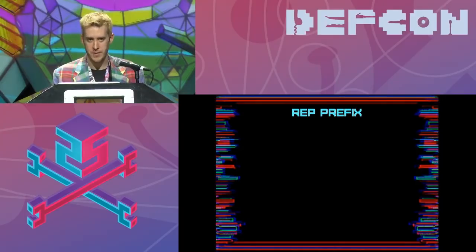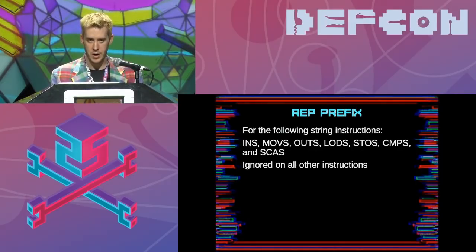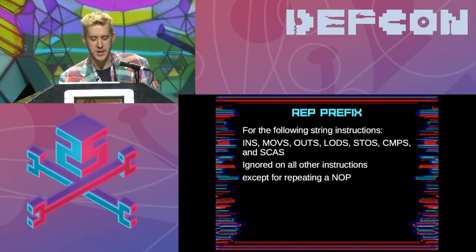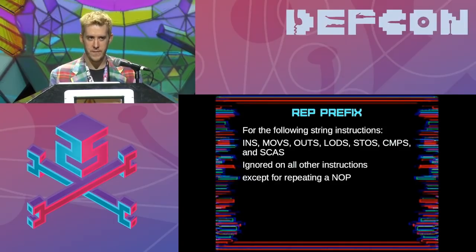Then there's also the repetition prefix. This is mostly for string operations. You just repeat the same operation over and over again, and it decrements the ECX register to keep track of that. But if you prefix it with that F3 prefix, it's F3 in machine code, it turns out that it's going to just do nothing. So there's one weird exception, though. Anybody that knows assembly, which there might be a few in the room, do you know what the machine code for a no-op is? Like 90. I heard a lot of 90s.